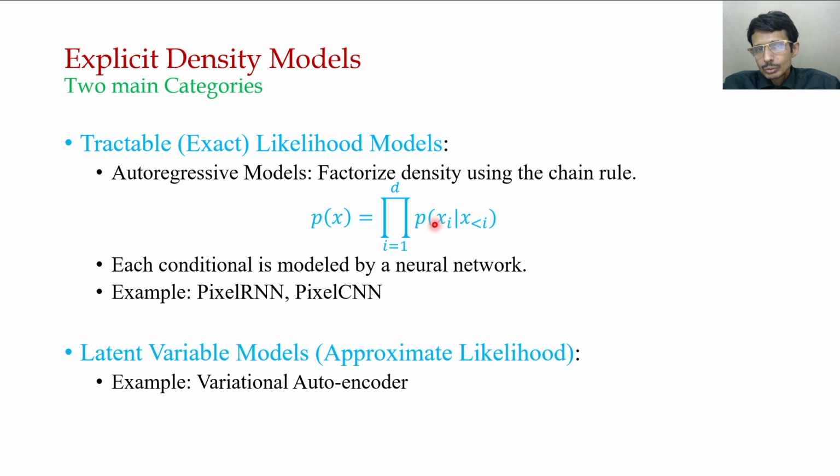Then what is the probability of good? I am good where it is given I am A, and so on. If we keep on multiplying, we can get this probability. This is the autoregressive model. And how is this conditional probability modeled? By neural nets, for example, PixelRNN and PixelCNN. So these are the autoregressive models, and it is tractable, exact likelihood.